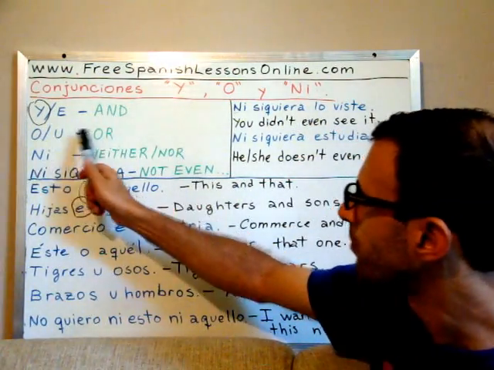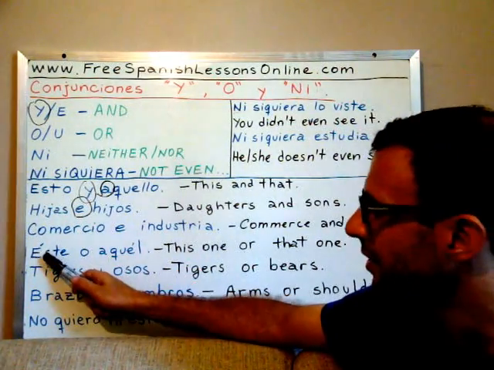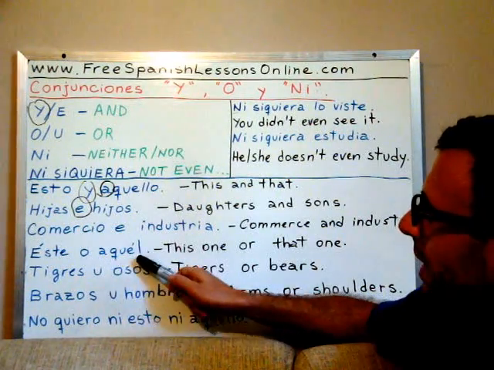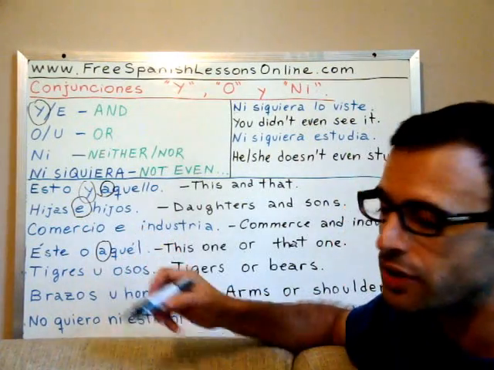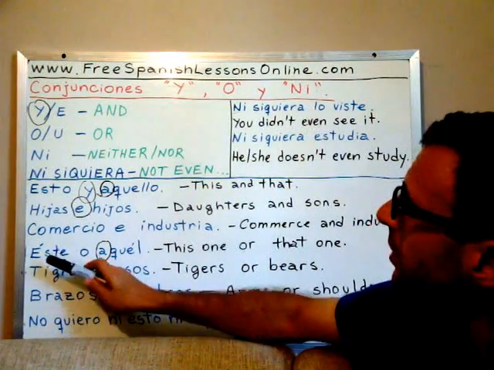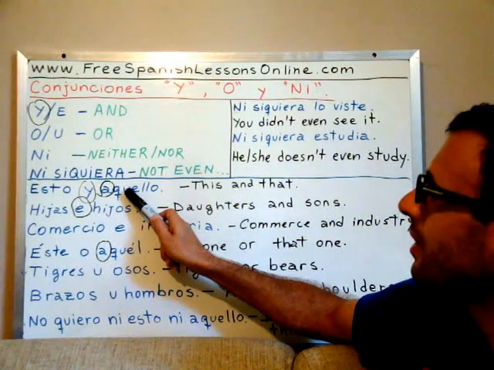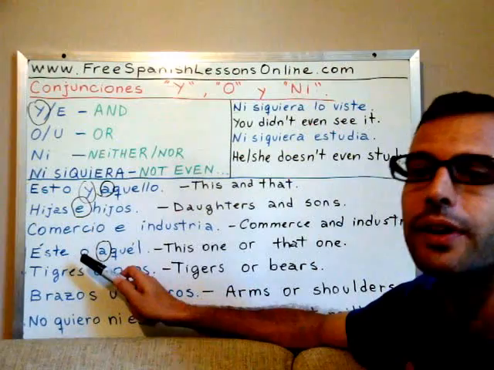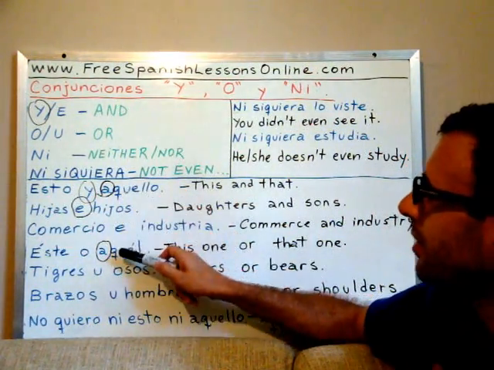Now with O. Este o aquel. Okay? This one and that one. See that since this word aquel begins with a letter that is neither O nor HO, then this remains O. Take a look how esto y aquello means this and that. Este o aquel means this one or that one.